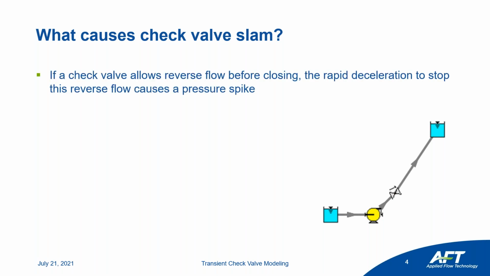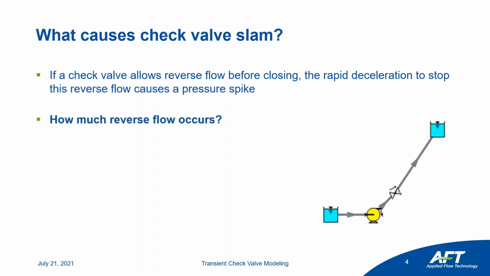Again, check valves aren't perfect, so they're going to allow some amount of reverse flow before they close completely. Because there's a certain amount of reverse flow, once the check valve fully closes and that swing arm fully seats, or a nozzle closes, that's going to cause a sudden rapid deceleration. That deceleration, similar to Joukowsky equations and other pressure rises due to valve closures, is going to cause a pressure spike, and that pressure spike is check valve slam.